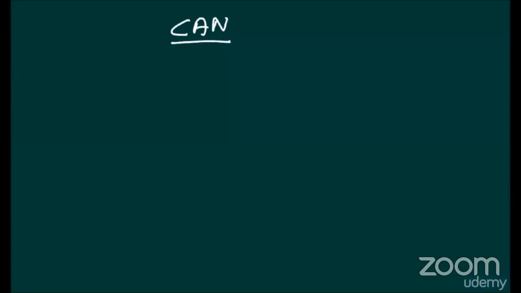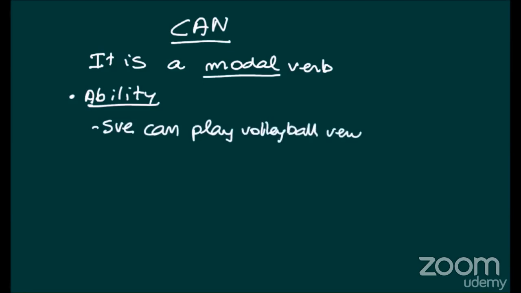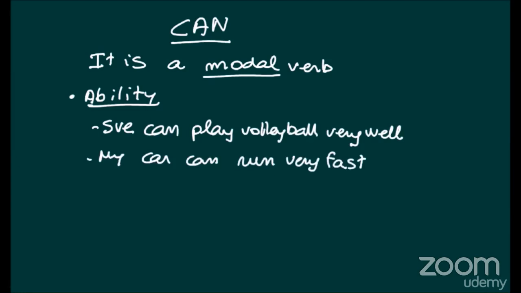Can. In this video, I'm going to explain to you your first modal verb, can. Can describes an ability that someone has or a permission. Let's see some examples of can expressing ability. Sue can play volleyball very well. My car can run very fast.